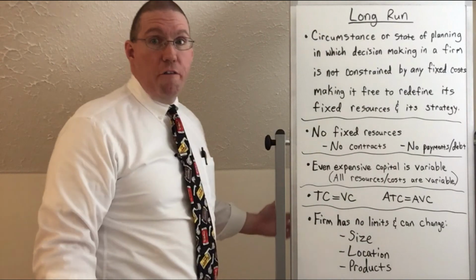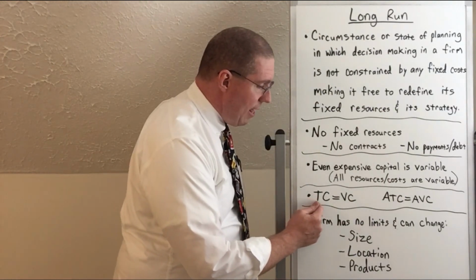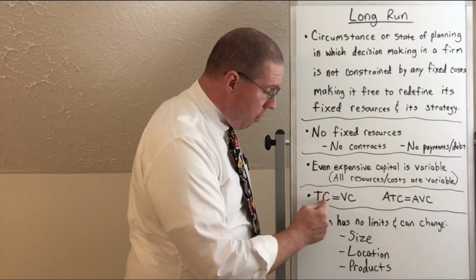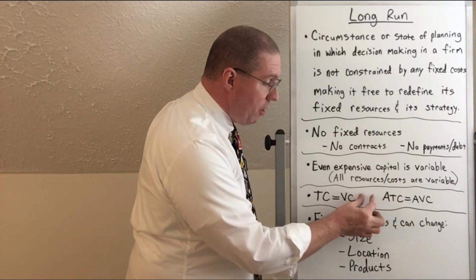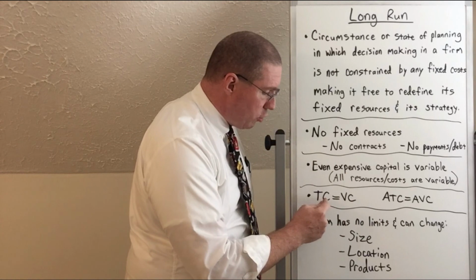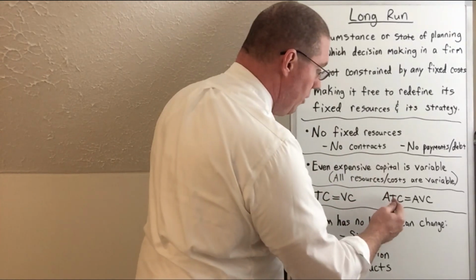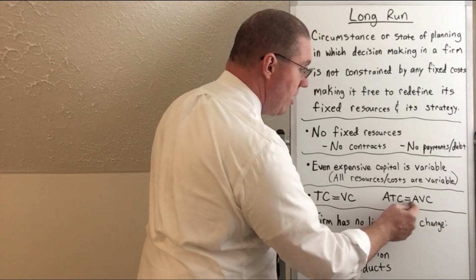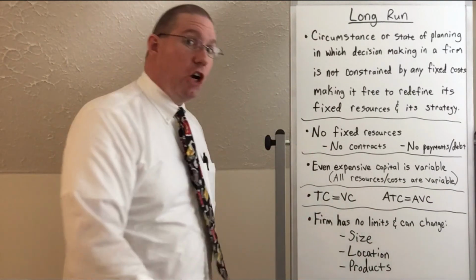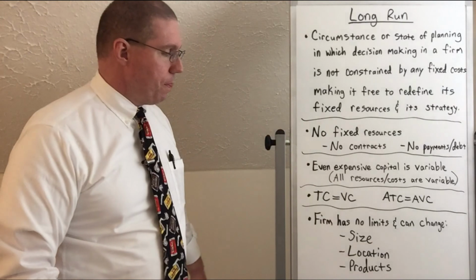And because there are no fixed costs in the long run, total cost is equal to variable cost. It's the same number. There is no variable cost plus fixed cost because fixed costs are 0. We have no fixed costs. Therefore, in the long run, total cost is equal to variable cost. Similarly, in the long run, average total cost is equal to average variable cost. They are the same number because all of the costs in the long run are variable costs.